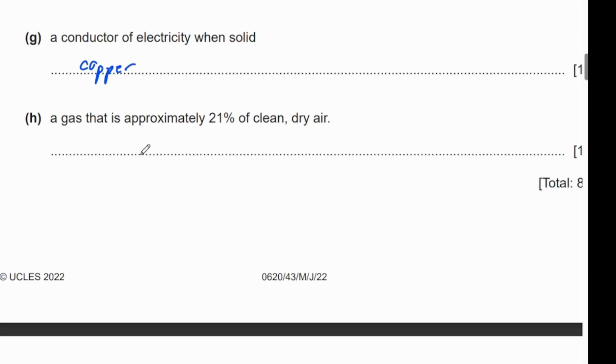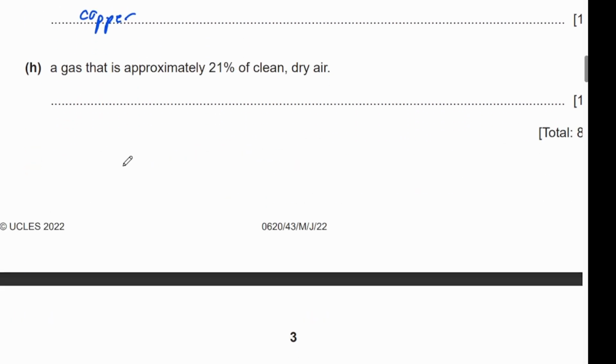Okay, a gas that's approximately 21% of clean dry air. Okay, so 78% will be nitrogen and 21% will be oxygen. Okay, and therefore the other 1% is the rest. Therefore, 21% of clean dry air would be oxygen.